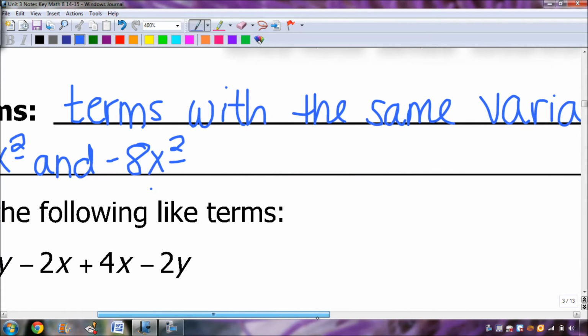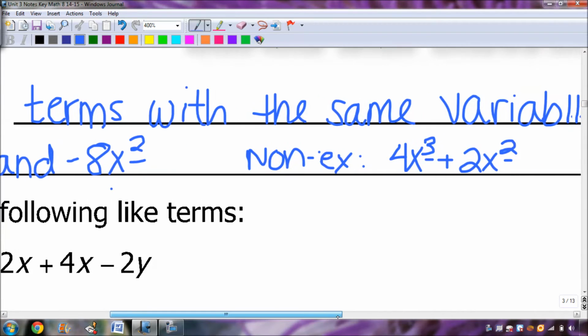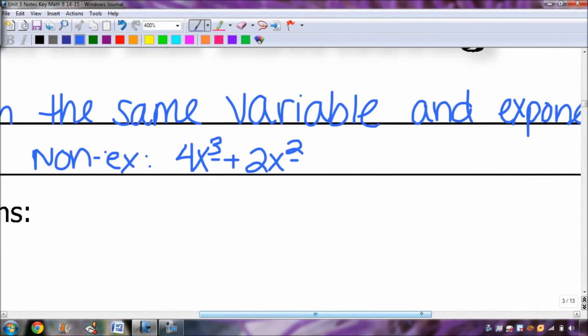A non-example would be something like 4x cubed and 2x squared. These are not like terms because the exponents are not the same, even though the variables are the same, okay? One more non-example would be 5x and 4y. The exponents are the same, but the variables are different.